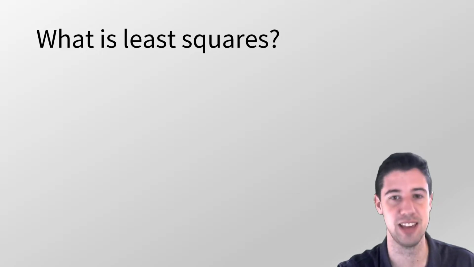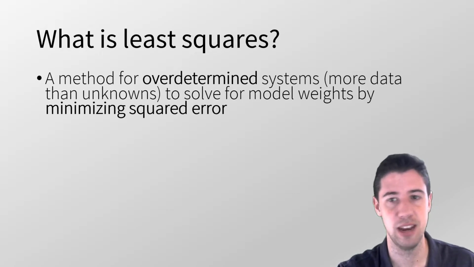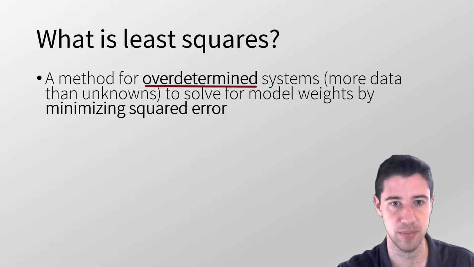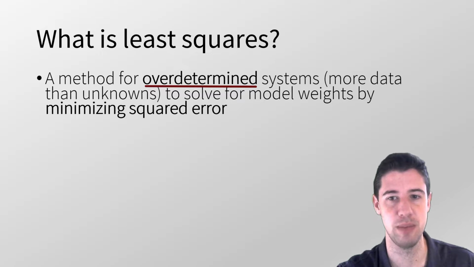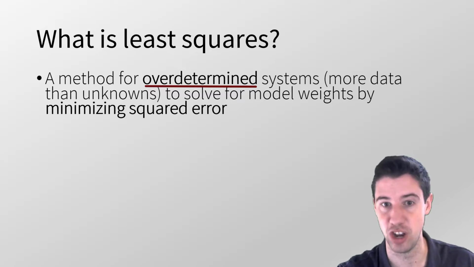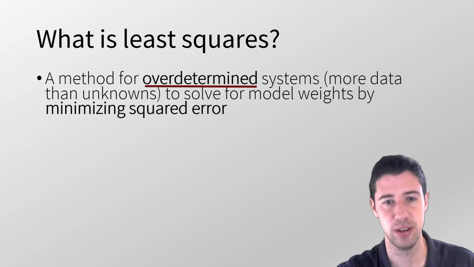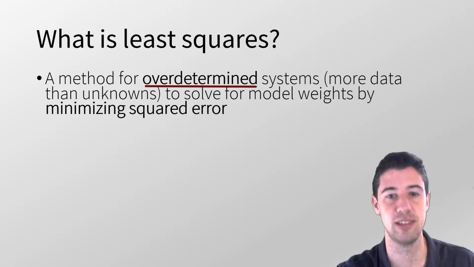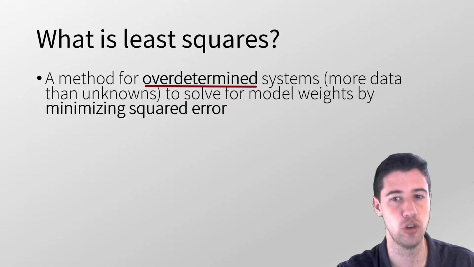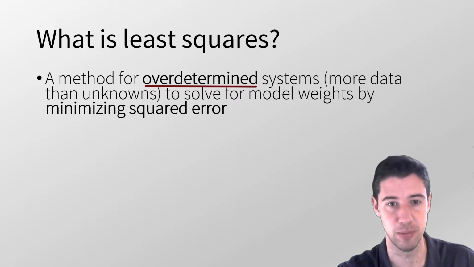So what exactly is least squares? It is a method dating back to the beginning of the 19th century that allows us to solve for the weights of an overdetermined system. By overdetermined, we simply mean that we have more data points than we have unknowns. For example, if we're trying to fit a line which has a slope and y-intercept, we need at least 2 data points. If we have only 1 data point, it is underdetermined.